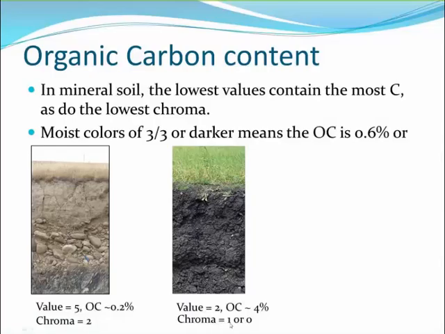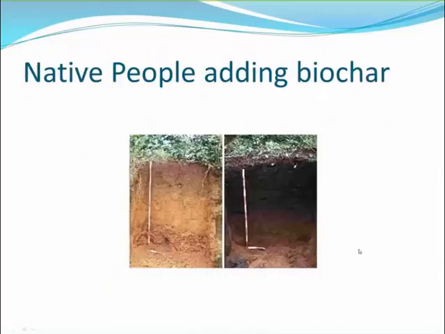And these soils have a low chroma, and that means they have even more carbon. So the closer you get to the left bottom corner of a color book, the more organic carbon you're going to have. And this is an example of how native people added biochar or incompletely burned plant products to their soil, and they were able to change the color from the soil on the left to the color of the soil on the right.